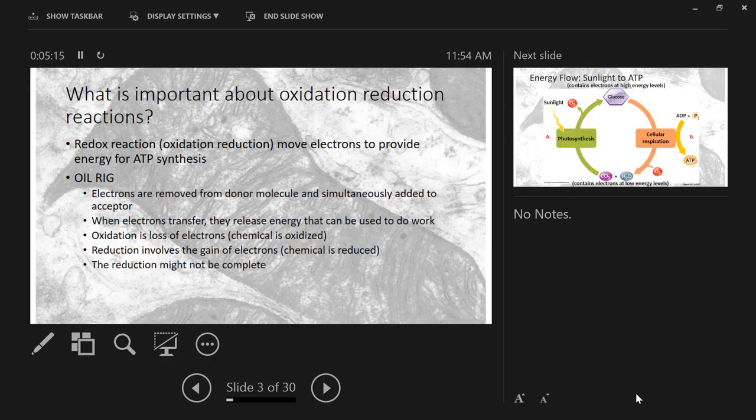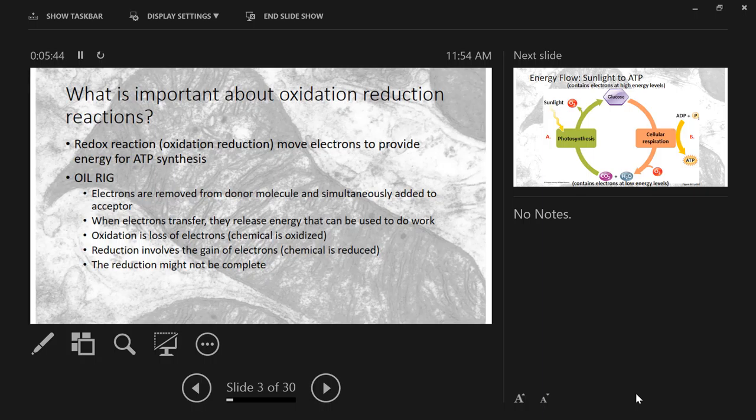Now, something to keep in mind, and we're going to see this time and time again: the oxidation and the reduction might not be complete. Oxidation is the loss of electrons, but it might not be a complete loss. It might be like a younger brother has something, the older brother realizes he wants it, and the younger brother doesn't really lose it, but he loses it, right?